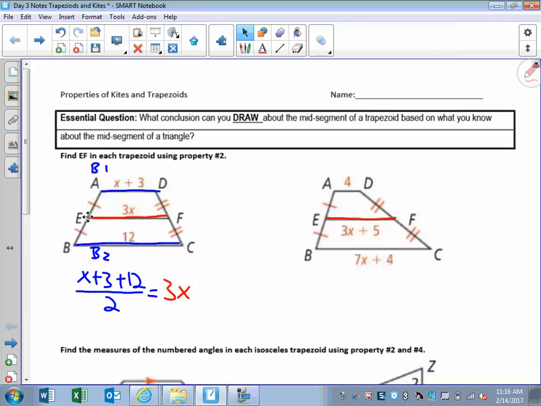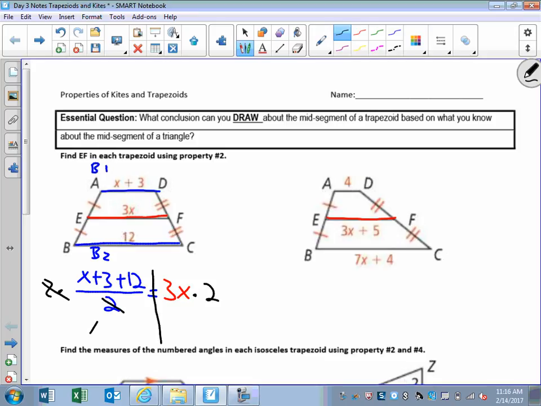Okay? Now we got a big old fraction, so to get rid of the 2 in the denominator, we need to multiply by 2 on both sides. That's going to give us x. I'm going to go ahead and combine the 3 and the 12. X plus 15 equals 6x. Okay? Subtract x from both sides. You get 15 equals 5x.